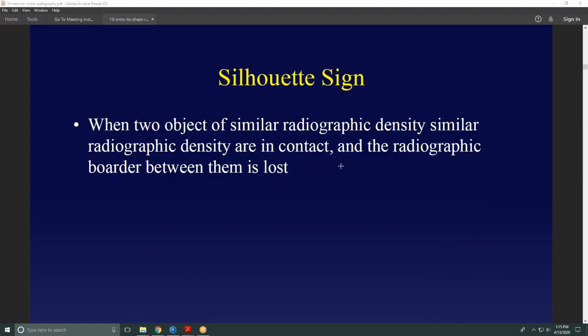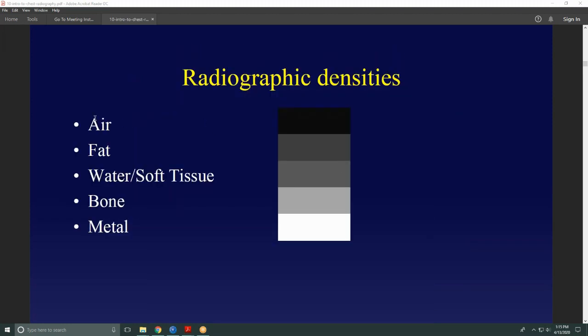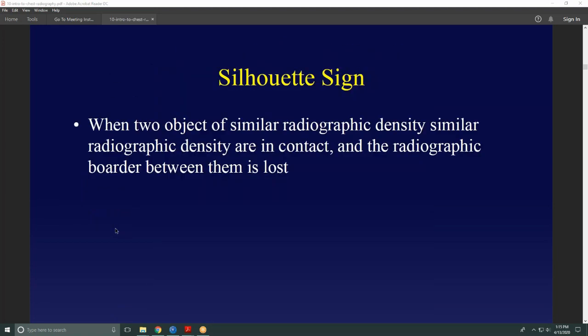Okay, now we're going to talk about the silhouette sign. Once again, briefly remember that there are 5 different radiographic densities, from least attenuating to most attenuating: air, fat, water, soft tissue, bone, and metal. Now we have the silhouette sign. This is a very important sign. It lets you tell when there's something abnormal, primarily in the lungs, which is where we use it the most. This occurs when you have 2 objects of similar radiographic density adjacent to each other and in contact with one another. When these 2 surfaces are in contact, the border between them is lost.